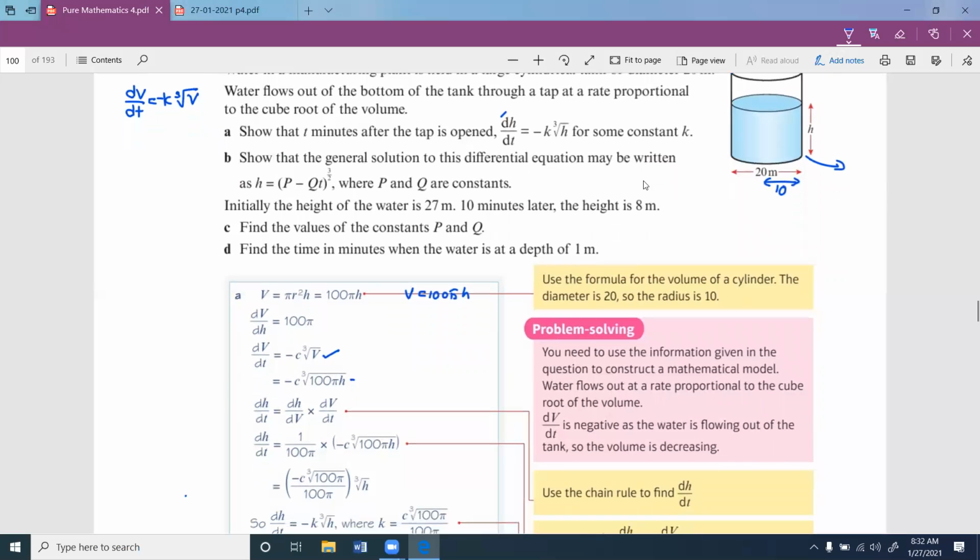Then we know that V is 100 pi, we already found from here. Then if you replace, we need an expression for dH over dt. Then you can write this as dH over dt, and the rest of the factors we can fill up with the available variable V. Then you can say dH over dV. We know that dV by dH is 100 pi. Therefore, dH over dt becomes 1 over 100 pi times dV by dt. dV by dt is this bit.